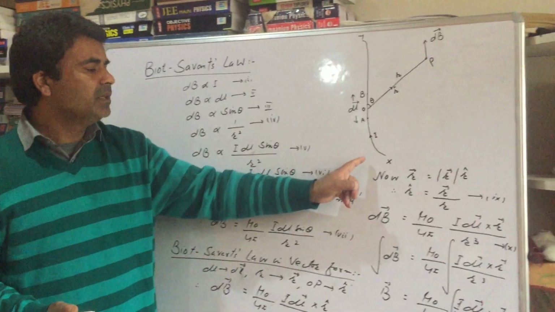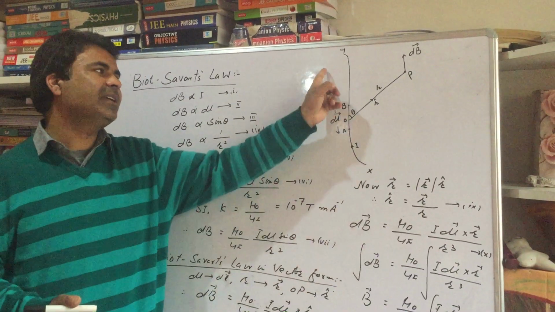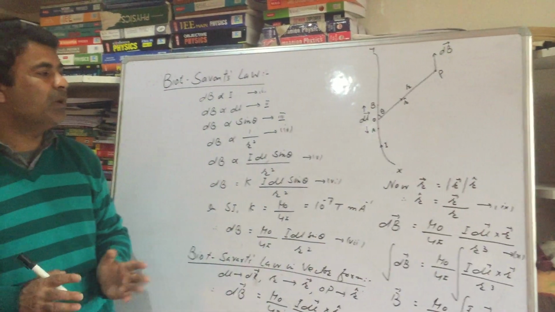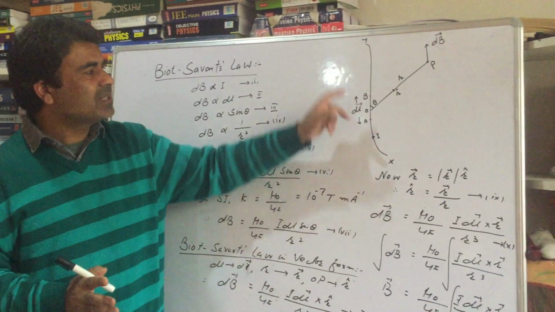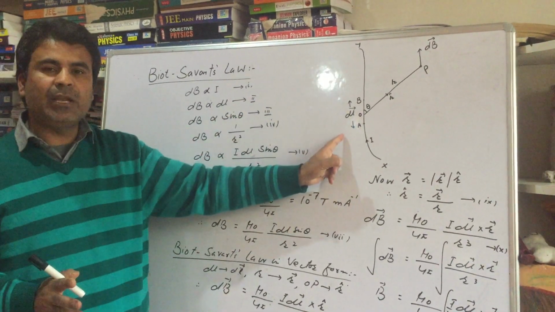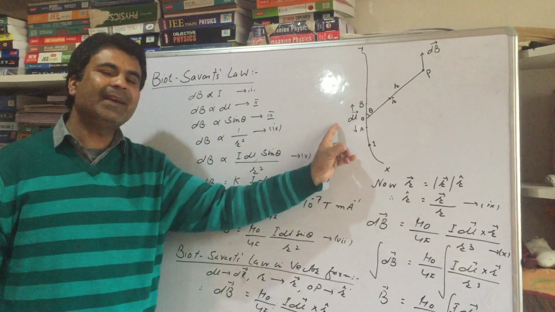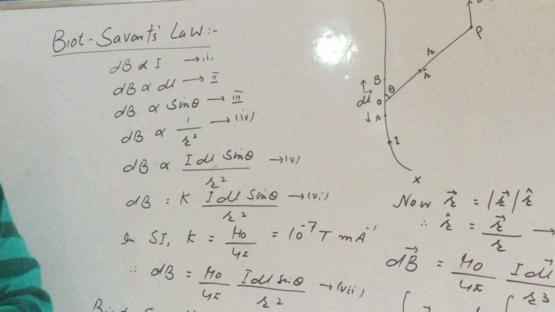How can we find the magnetic field produced by this current carrying conductor XY of infinite length at point P? Well, first of all, what we have to do? We have to divide this conductor XY into small elements, and let us suppose one such small element is AB, whose length is equal to dl.